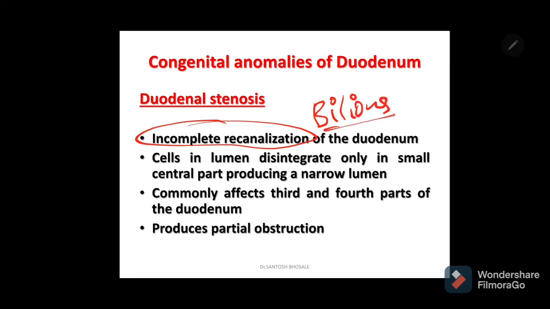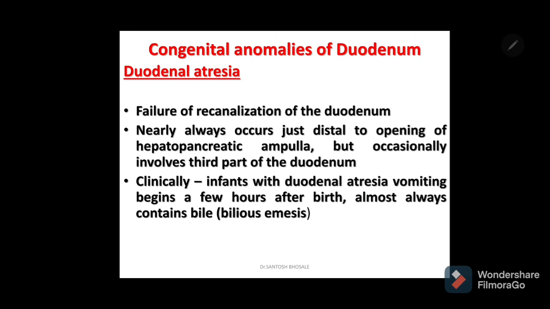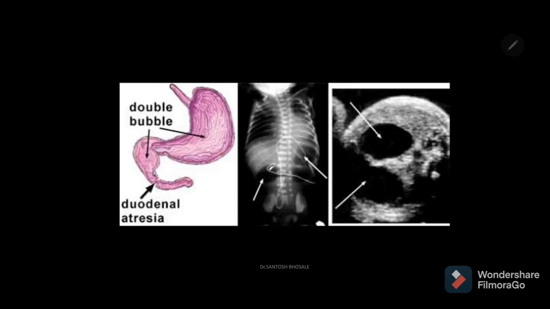Whereas in pyloric stenosis, we have seen the projectile non-bilious vomiting. Whereas in duodenal stenosis, beyond the opening of the common bile duct, you will see bilious vomiting, and you will also see duodenal atresia, that is due to failure of the recanalization, and it occurs always distal to the opening of the hepatopancreatic ampulla, and the fetus or the infant will have the biliary vomiting.